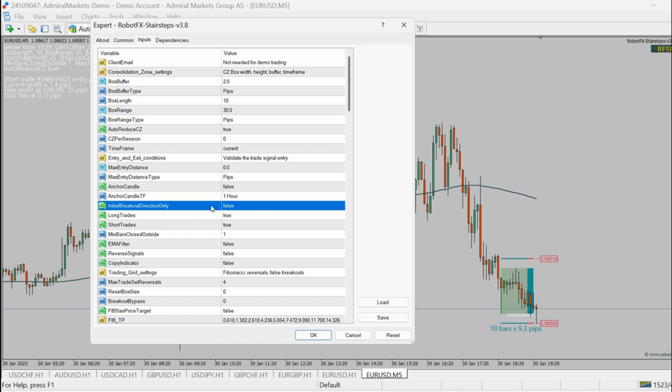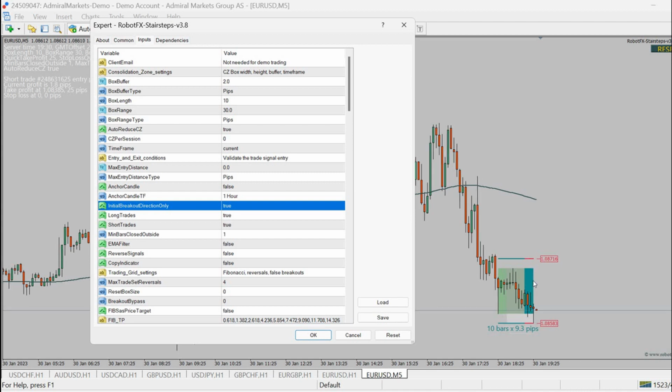We have the initial breakout direction, which is set to false. If you set it to true, it means that the expert advisor, if it will place a sell, for example, looking at this consolidation zone forming right here, because the price will drop under the consolidation zone, and after that it will come back in the consolidation zone and break upwards, it will not place a buy. So it will continue selling.